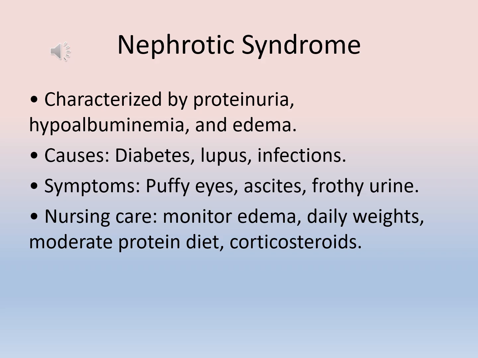So ultimately, that glomeruli leak protein, and that causes the blood to have an oncotic pressure that starts to drop. So the fluid starts to shift into the tissues, which leads to edema and has other systemic effects.